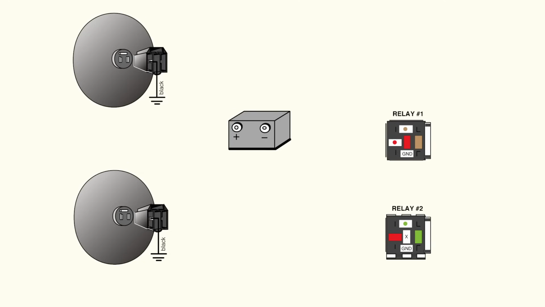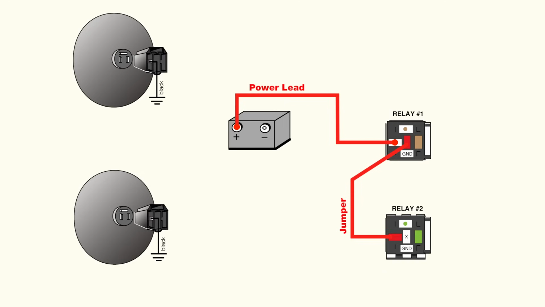The American Autowire headlight enhancement relay kit includes a 10-foot, 12-gauge power lead. Battery power is transferred via a jumper from relay number 1 for the low beam circuit to relay number 2 for the high beams. The relays each have separate pre-wired ground leads to complete the 86 or ground circuits.